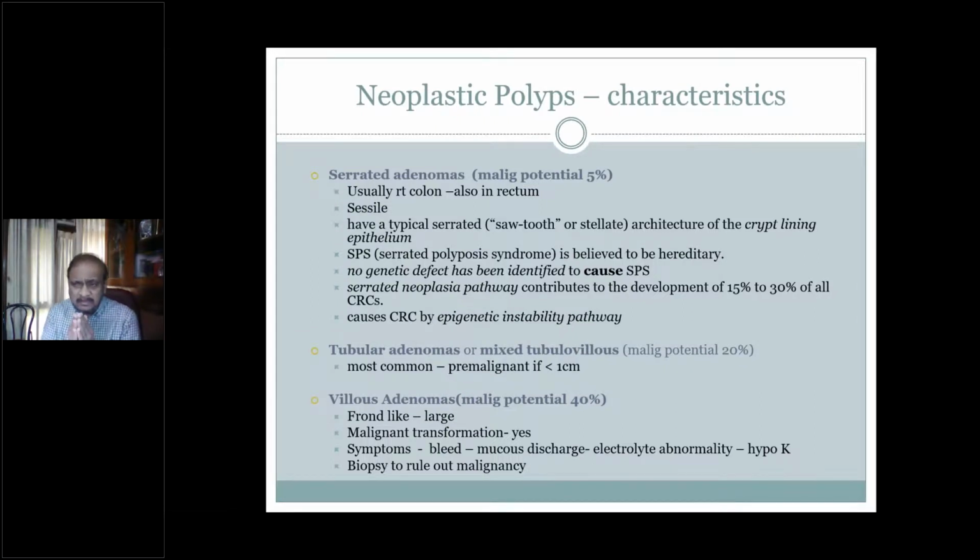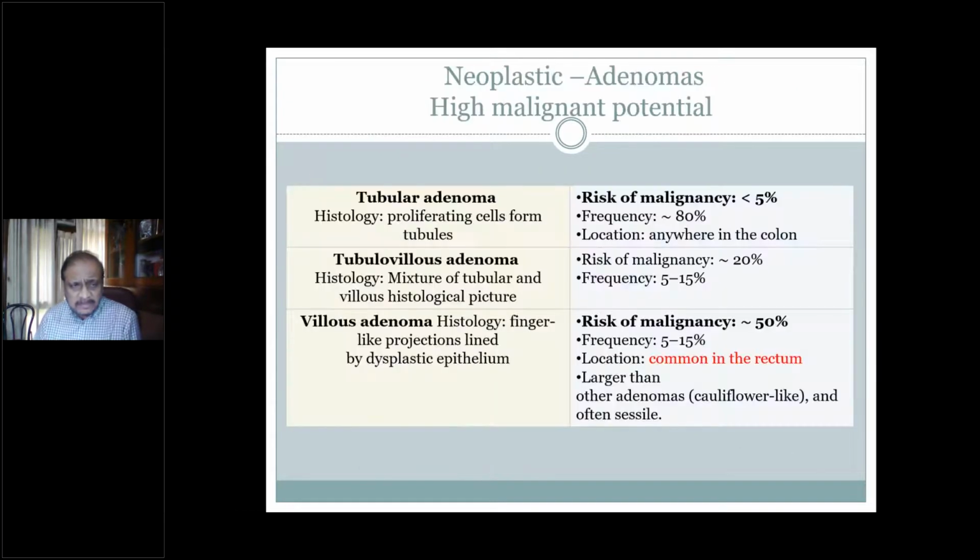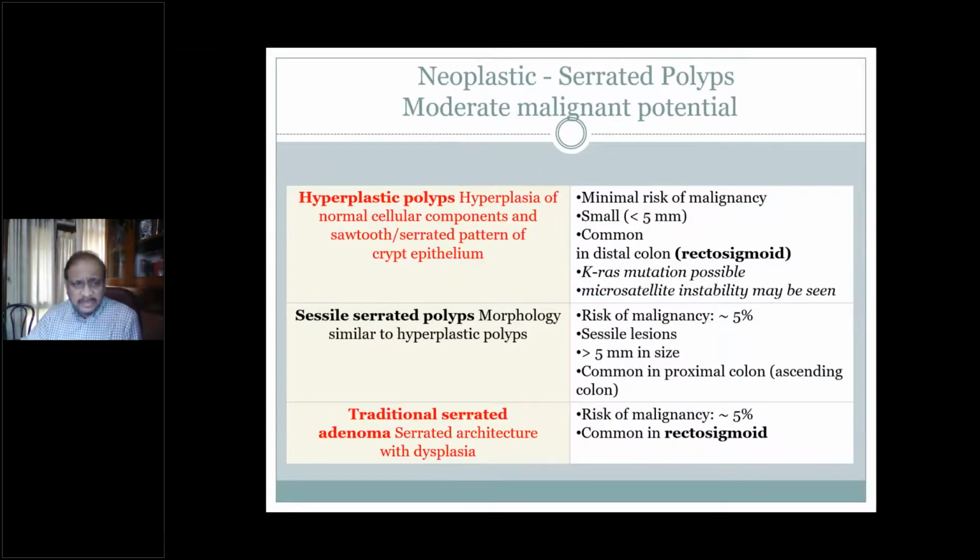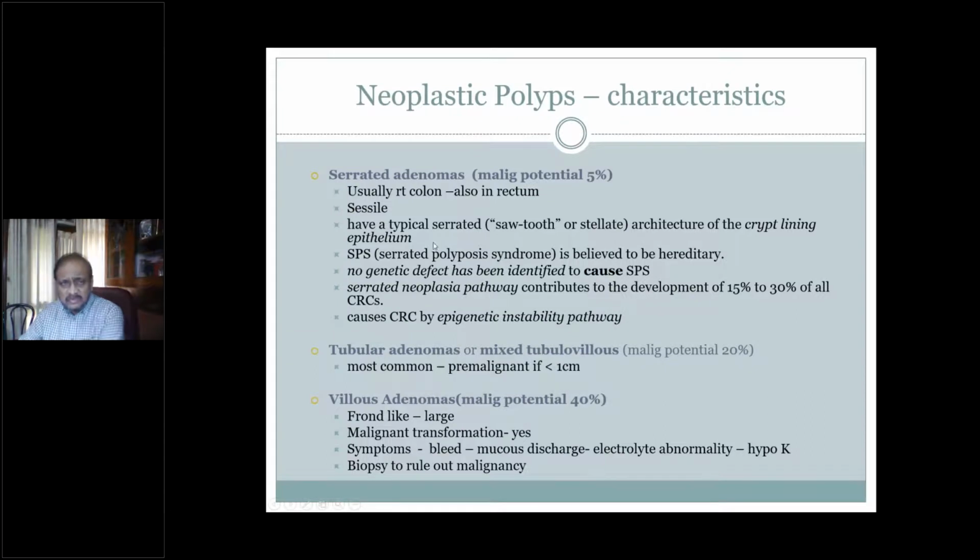If you look at the malignant polyps we just talked about, the serrated variety. See the serrated polyps, serrated adenoma, serrated architecture with dysplasia. Usually, as I said earlier, right colon and rectum, sessile, already talked about that. Why are they known as serrated? That's important. The reason why they are known as serrated is they have a sawtooth. You know what a saw is. So they have a sawtooth appearance of the architecture of the crypt lining epithelium. So you have the epithelium, the crypt, the crypt of the mucosa.